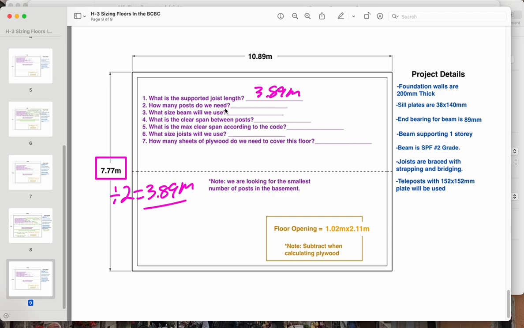So how many posts do we need? We're going to try and figure out how many posts we need, and we're just going to spitball. We're just going to give it a try and see what we can get away with here. So our total building width is 10.89 meters total. That's to the outside.